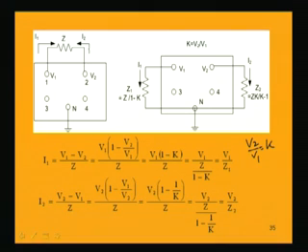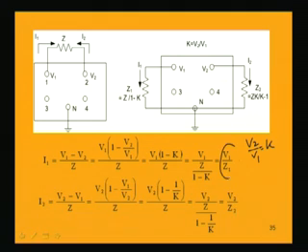Now, similarly, if we find out I2, V2 minus V1 by Z can be written as V2 into 1 minus V1 by V2 by Z, that is equal to V2 into 1 minus V1 by V2, which will be 1 by K, by Z, and that is equal to V2 by Z by 1 minus 1 by K. So, let us write it as V2 by Z2.